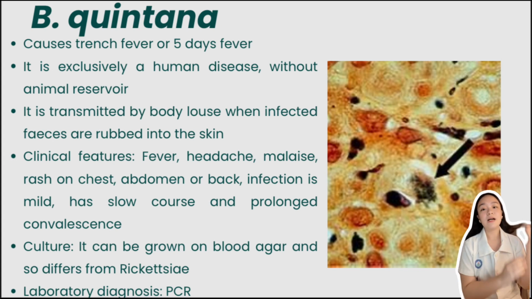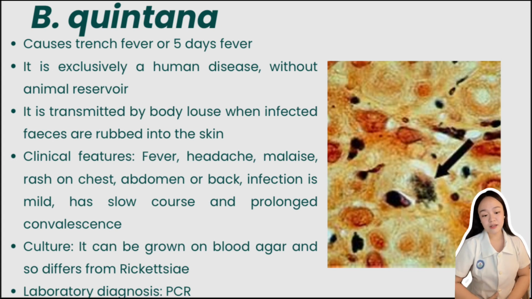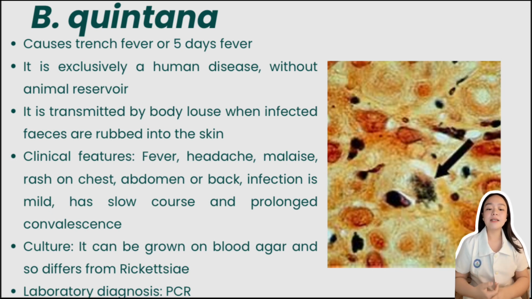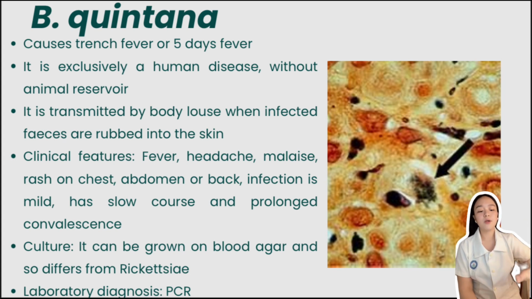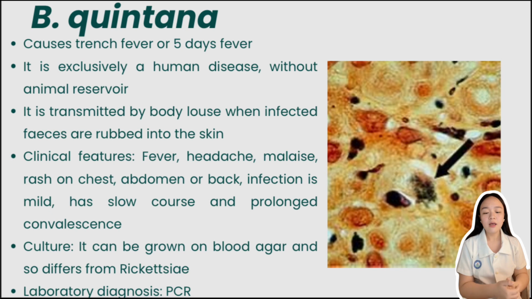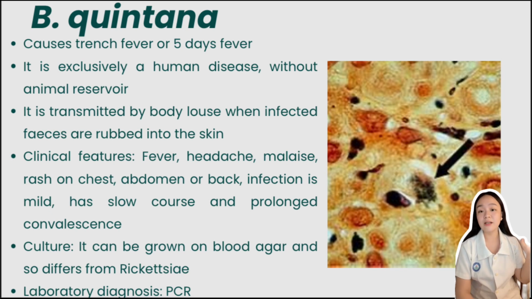So, ang symptoms or the clinical features are fever, headaches, malaise, rash on chest, abdomen, or back. Infection is mild, has a slow course, and prolonged convalescence. So, in culture naman, it can be grown on blood agar. So, differs from Rickettsiacea. In laboratory diagnosis, they use PCR. So, next is the prevention method.